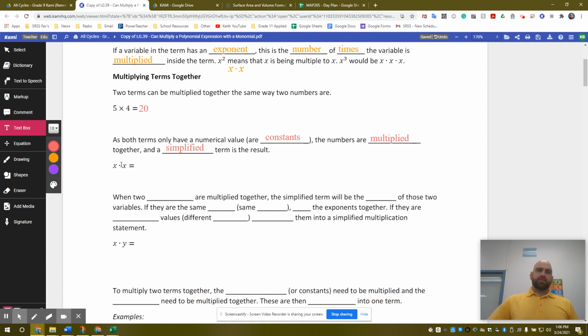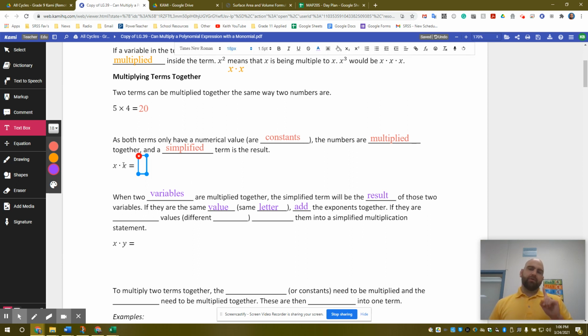Now, we could also move on to something a little more difficult. We can multiply two x's together. When variables are multiplied together, the simplified term will be the result of those two variables, if they are the same value, therefore the same letter, and we add the exponents together. So in the case here, we have two x's being multiplied together, x times x.